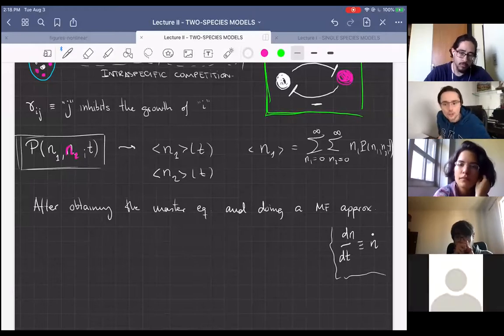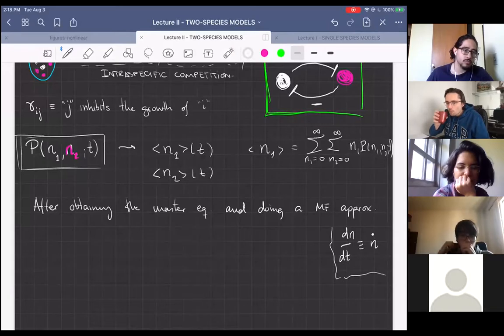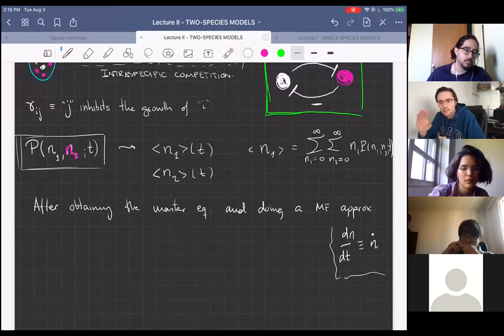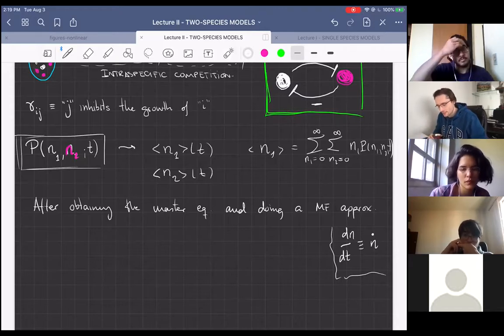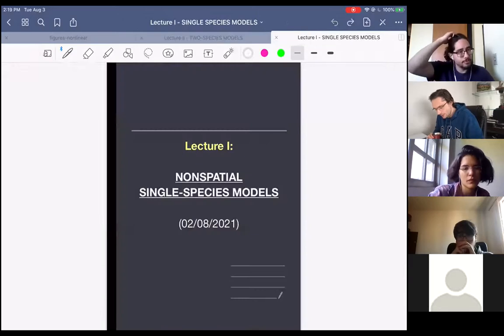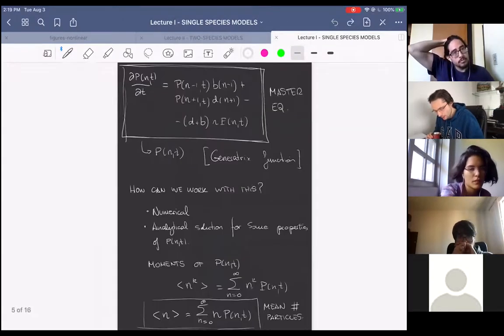May I ask something? Sure, of course, Lucas. When you make the mean field approximation, does it mean that the competition is short-ranged? No. If you remember what we discussed yesterday, the competition we are going to assume is always short range. So when we derive this, luckily I have it here. Let's jump quickly.